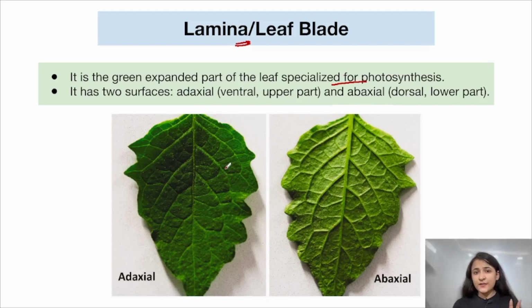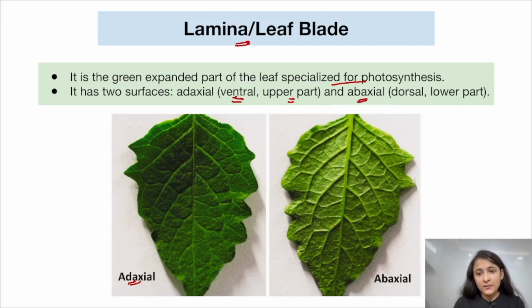Now it has two surfaces. A leaf has a top surface and a bottom surface, right? So the upper part of the leaf is known as the adaxial part or the adaxial surface. This is the adaxial surface of the leaf. It can also be called the ventral or upper part of the leaf. Then there is the lower surface of the leaf, which is known as the abaxial portion of the leaf.